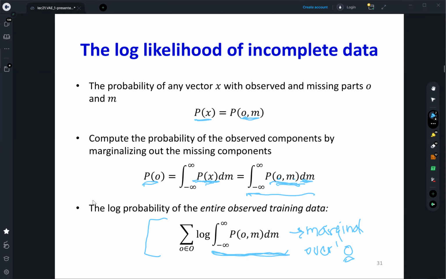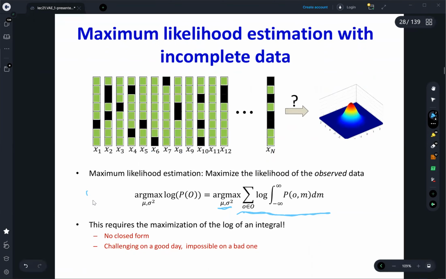And so the problem really here is that you can't solve this. You're trying to maximize the log of an integral. There's no closed form. And that's a challenge, right? You can't do this. So you see how having missing components makes this problem challenging. Anybody? Any doubts? I'm assuming not, right?